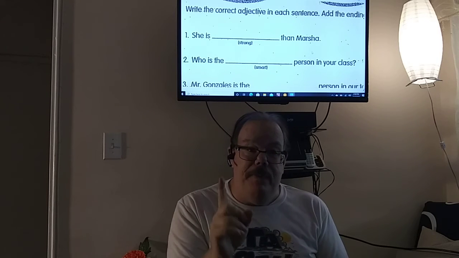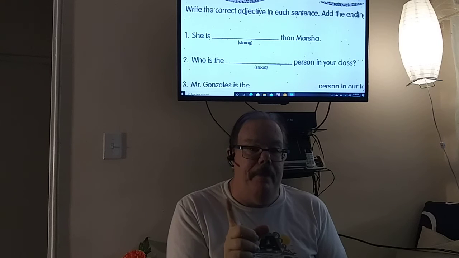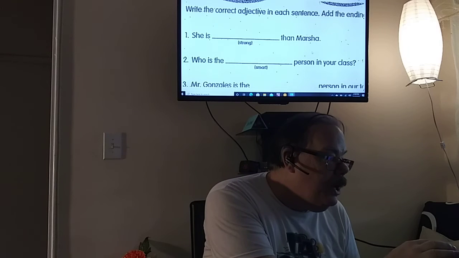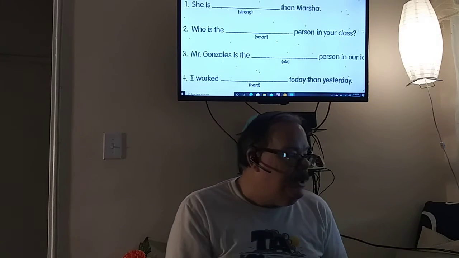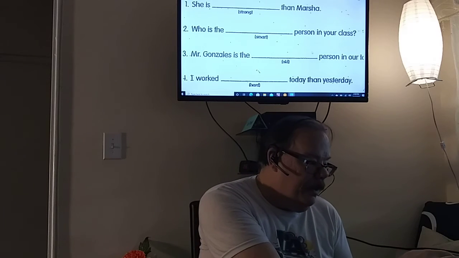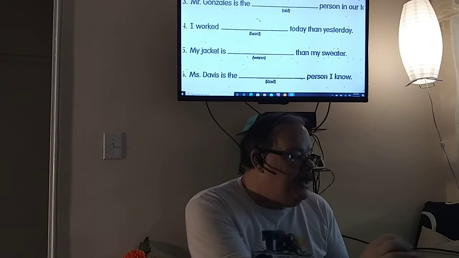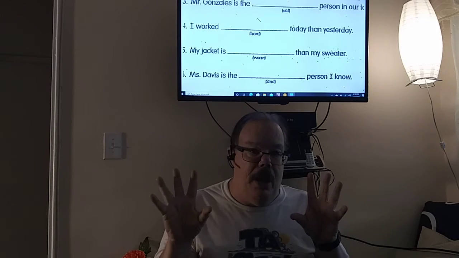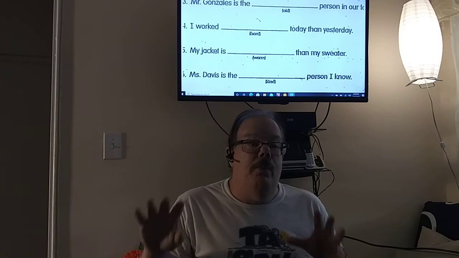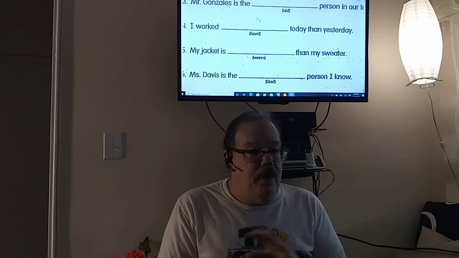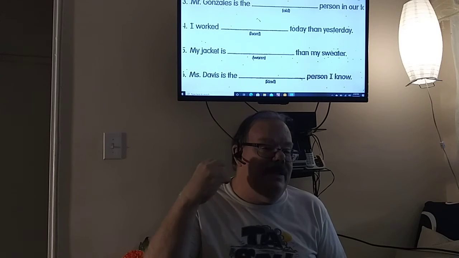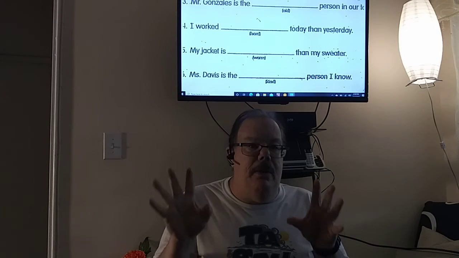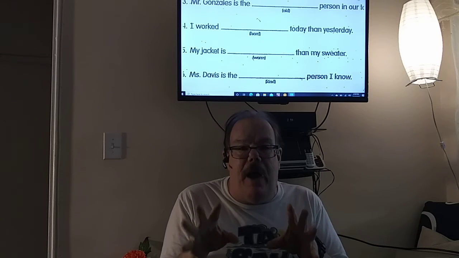However, if you want to know if we're using superlative, 3 or more, you have to look in front of the adjective. So notice, who is the smartest person? Mr. Gonzalez is the oldest person. Or Ms. Davis is the kindest person. Always, when we use superlative, which is 3 or more, we always use the. Always, 100% of the time. As far as than is concerned, when we're talking about comparatives, it's more than 75% of the time.